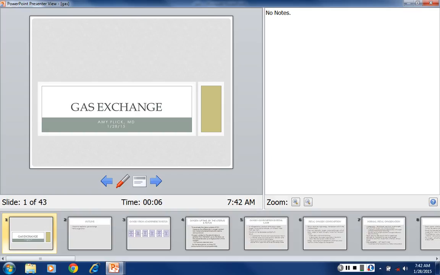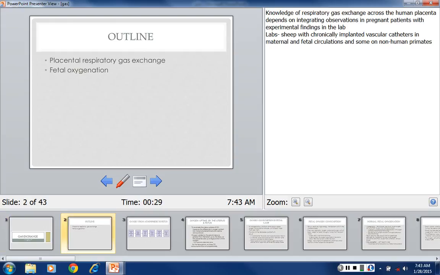Okay, we're going to go over what's essentially, actually probably for most of you, a really boring topic. However, for the fellows, exceptionally high yield on your MFM board. So I'm going to admit I am not an expert in this theory, so please bear with me. I have not studied sheep for a long time and completely understand gas exchange. We're going to go over placental respiratory gas exchange and fetal oxygenation. The key thing to remember is most of the data we have is based on sheep and or mice models, primarily sheep models. I can't really study in humans, so it has to be extrapolated.